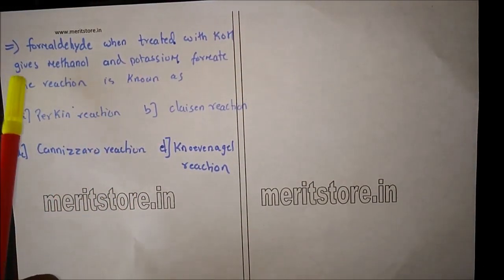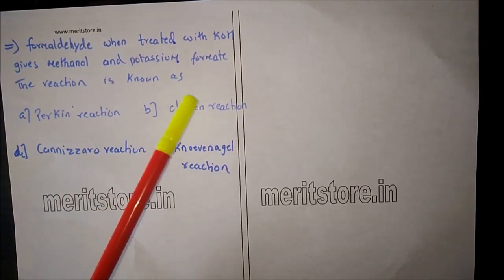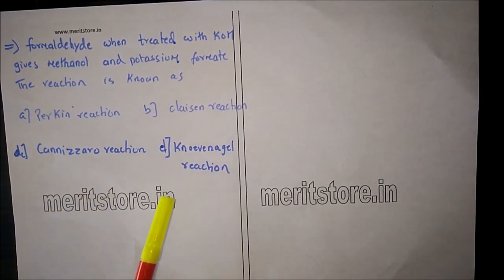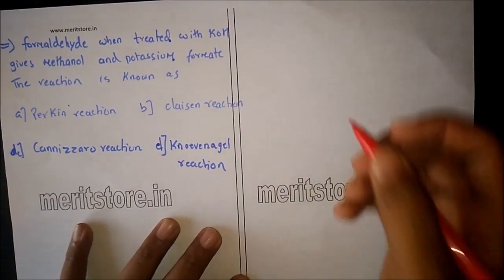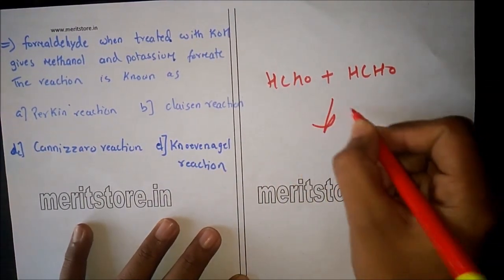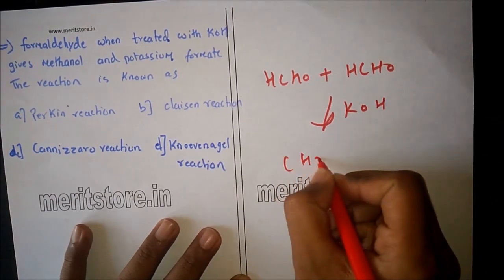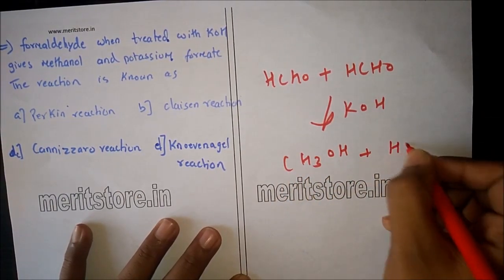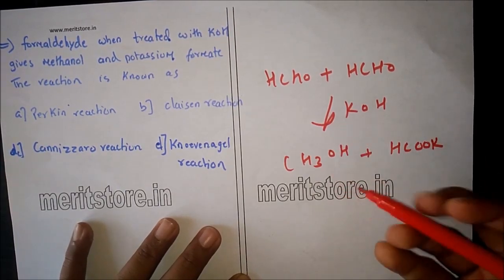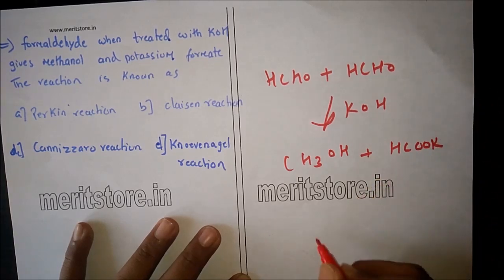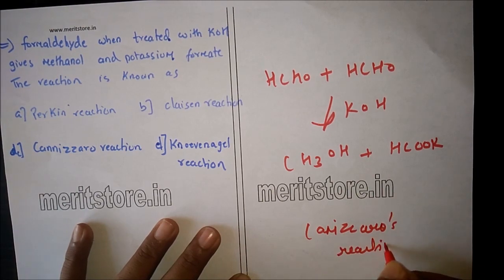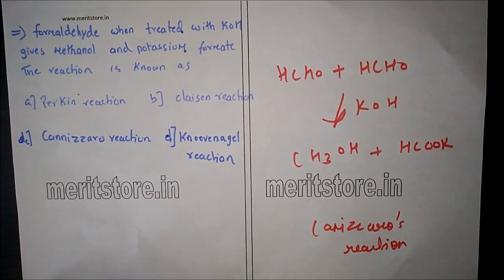Formaldehyde, when treated with KOH, gives methanol and potassium formate. The reaction is known as Perkin reaction, Claisen reaction, Cannizzaro reaction, or Knoevenagel reaction. Now, two formaldehydes are treated with KOH, so the products formed will be methanol and potassium formate. Here, one substance is oxidized and the other is reduced. So this type of reaction is known as Cannizzaro's reaction. Therefore, the correct answer here is option C, Cannizzaro's reaction.